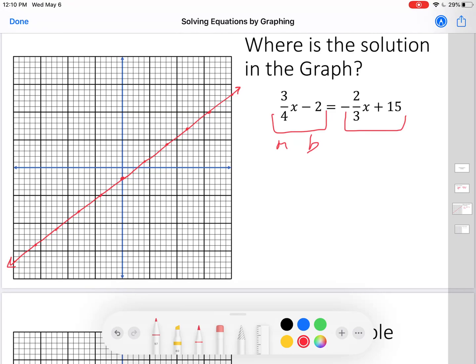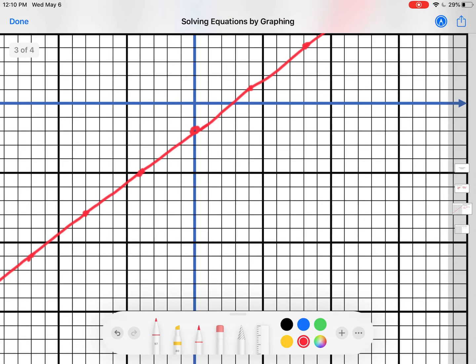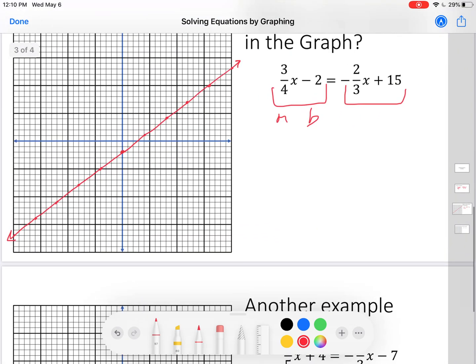For example, if I take a look here, I see -4, -5. -4 divided by 4 is -1. -1 times 3 is -3. -3 minus 2 is -5. See how that solves that equation? It comes out to the way that that point works out.